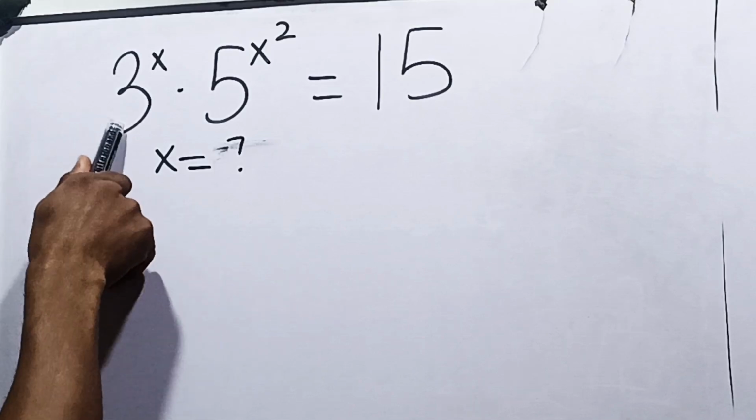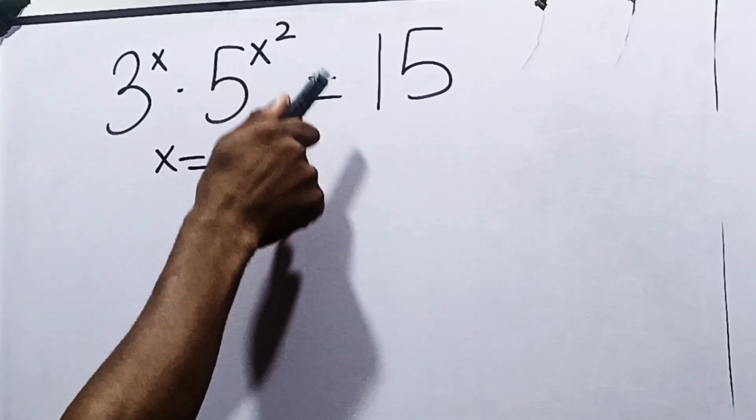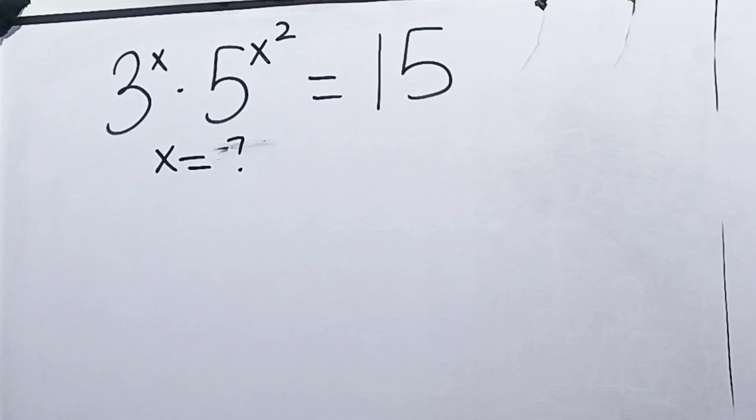Let's solve this together. It says 3 raised to the power x multiplied by 5 raised to the power x squared is equal to 15. We're going to solve for x in this question. How do we solve it?